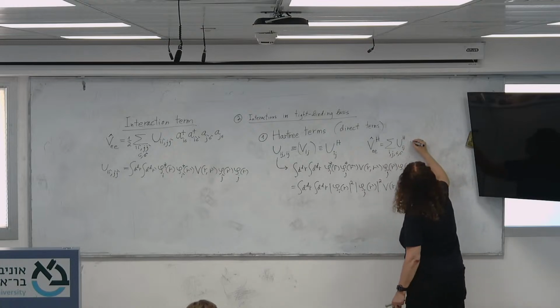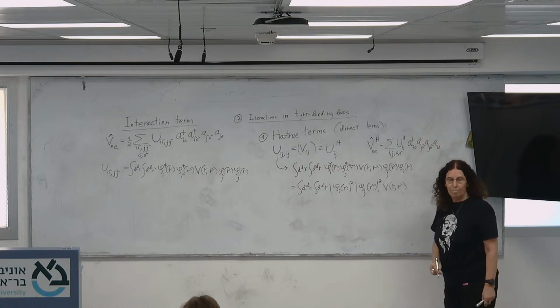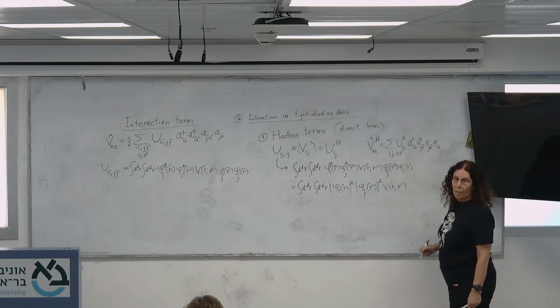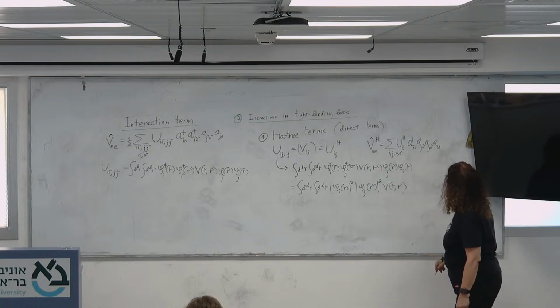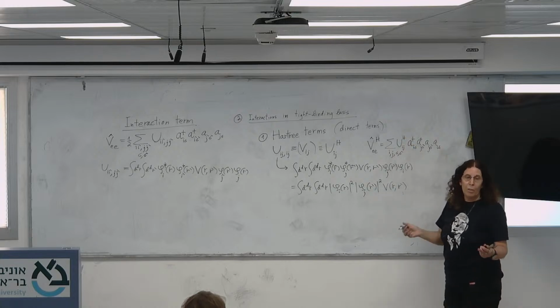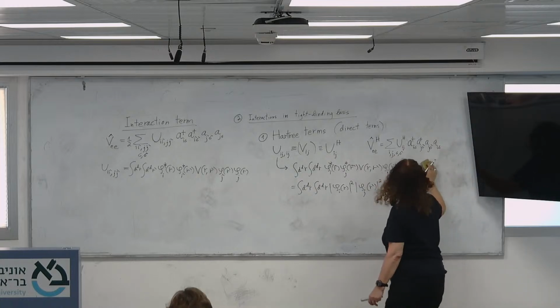and the process is A I dagger sigma, A J dagger sigma prime, A J sigma prime, A I sigma. These are the processes. But now let me rewrite it, and you see that this coefficient doesn't depend on the spin.